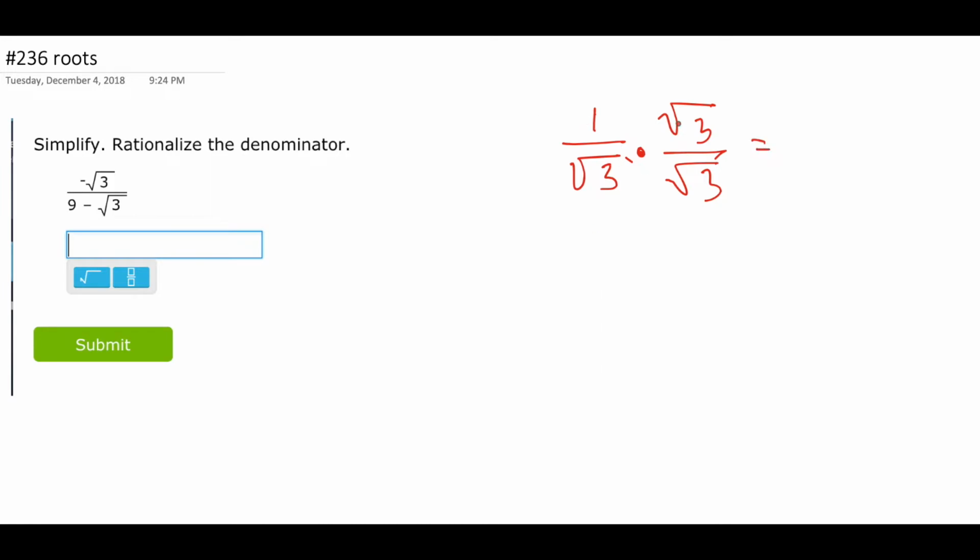So what's 1 times root 3? 1 times root 3 is 1 root 3, or you can just write root 3. And then what is root 3 times root 3? Root 9. Which is the same thing as? Root 3. No. I don't know.